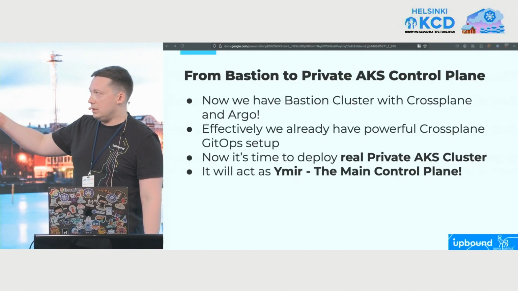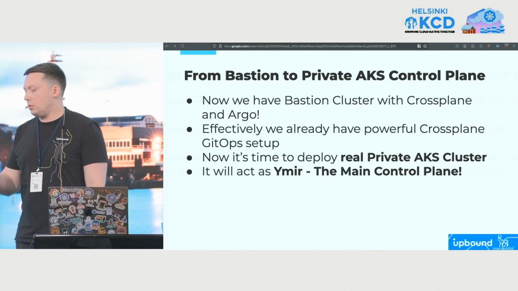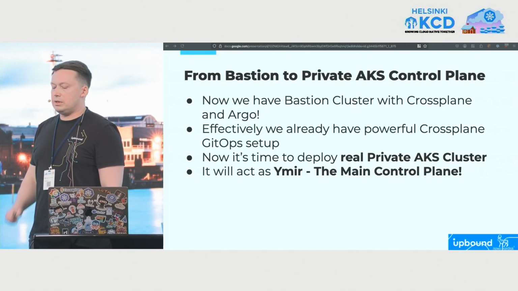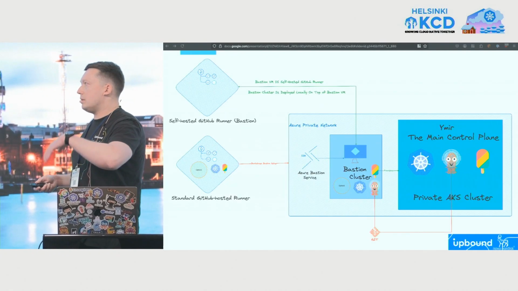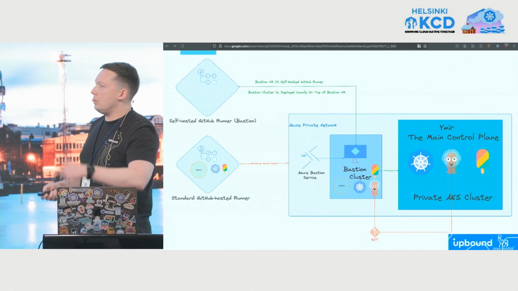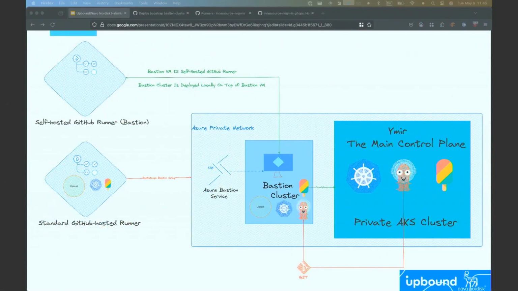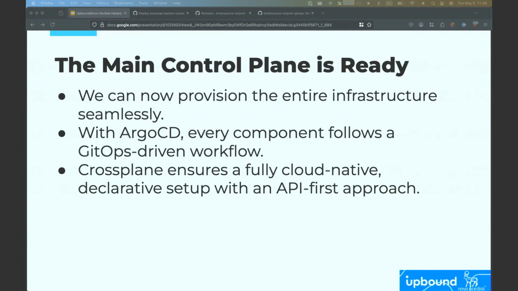It will be our Emir, this main control plane that Juan was talking about in the beginning of the presentation. Now it will look like that. Bastion cluster, thanks to Crossplane and Argo, will deploy the main control plane in fully GitOpsified manner. Now we will not use uptest for that. We will use a full-fledged GitOps mechanism to deploy. Argo will apply Crossplane resources, and Emir is going to be provisioned. And now the main control plane is ready.